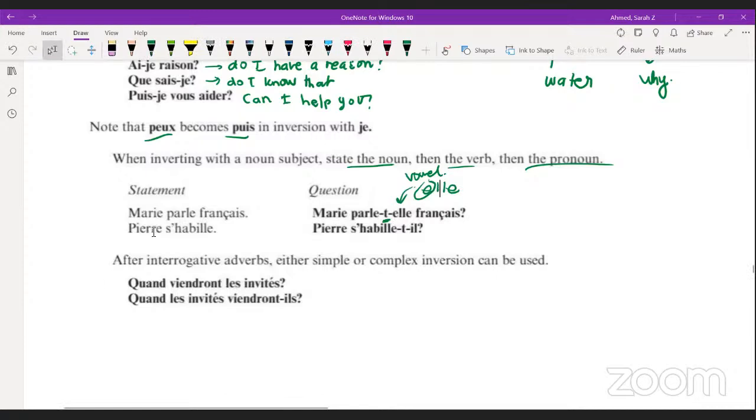Okay, so the next one is Pierre habite-t-il. Over here we have Pierre is a noun, habite is the verb, and then il is the pronoun. Okay, so that's just the order of it.